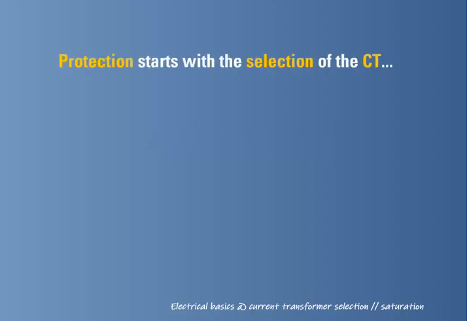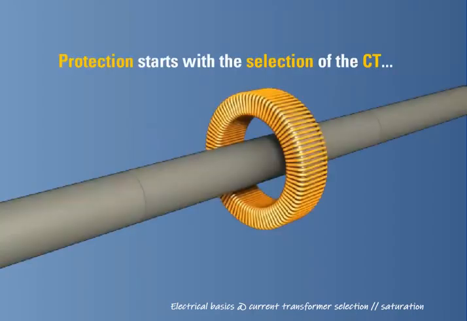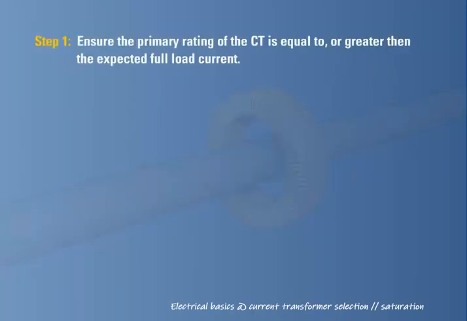Proper protection starts with the selection of current transformers. The following is a simple procedure that can be used to check whether or not there is the possibility of CT saturation. This procedure is as follows. The first step is to ensure that the primary rating of the current transformers is equal to or greater than the expected full load current.